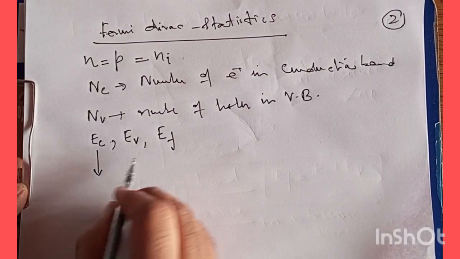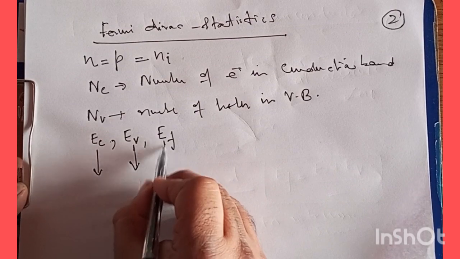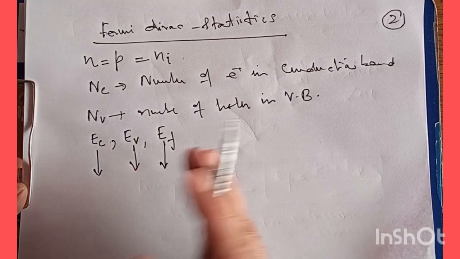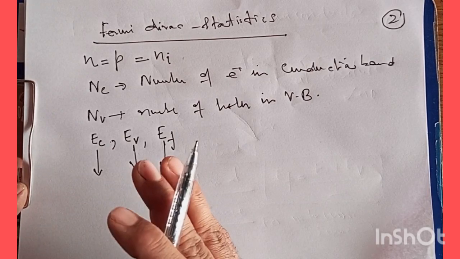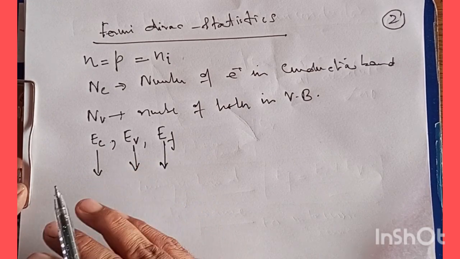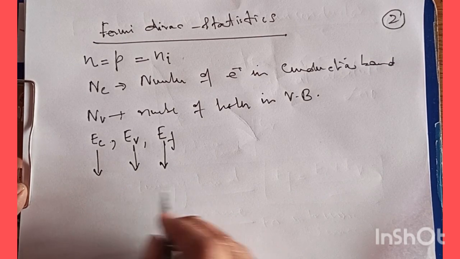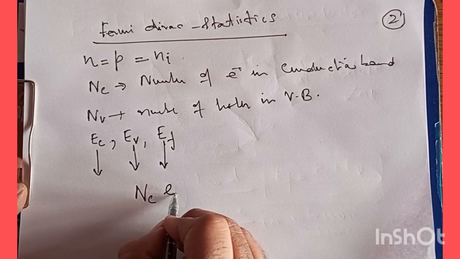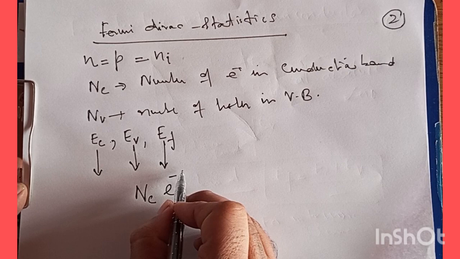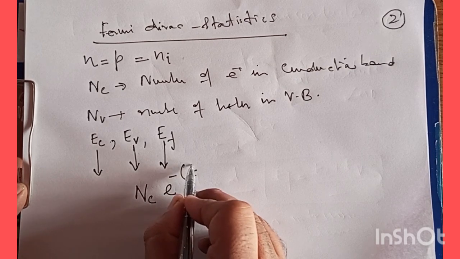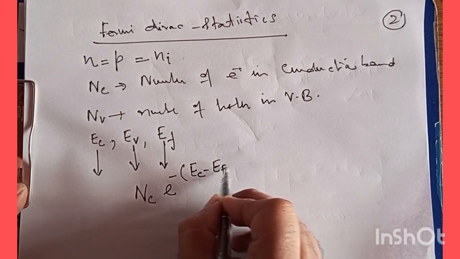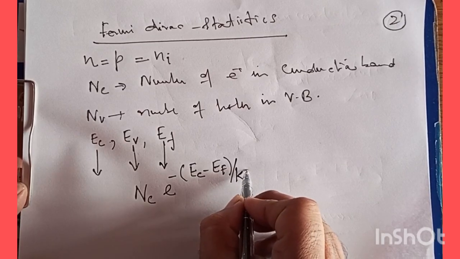So this is the energy of the conduction band, this is the energy of the valence band, and this is what we call the Fermi energy. Now, as I said, the Fermi distribution function must be the same for electrons and holes. So if I have to write here, I would write N_C e to the power of minus (E_C minus E_F) divided by k_B T for conduction electrons.